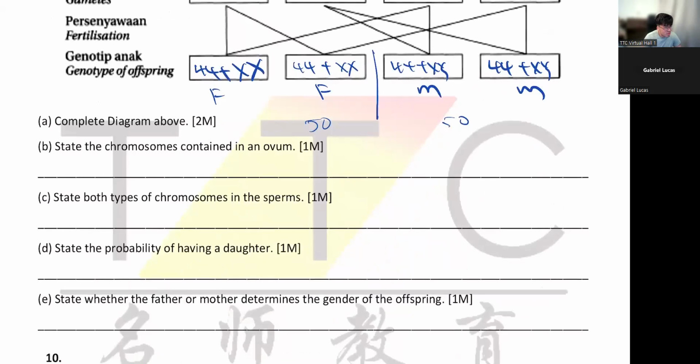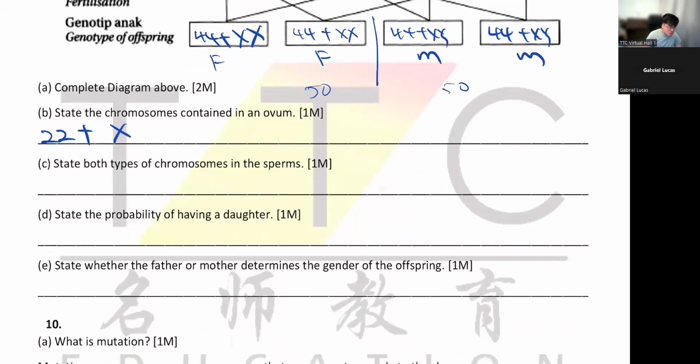State the chromosome contained in an ovum. Ovum, there's only one type, which is 22 plus X. Your mom has no Y, okay? And in the sperm, there are two types: 22 plus X and 22 plus Y.